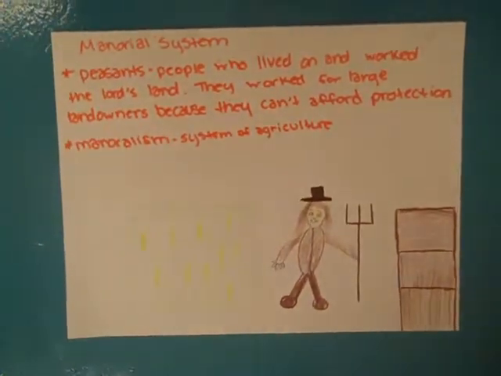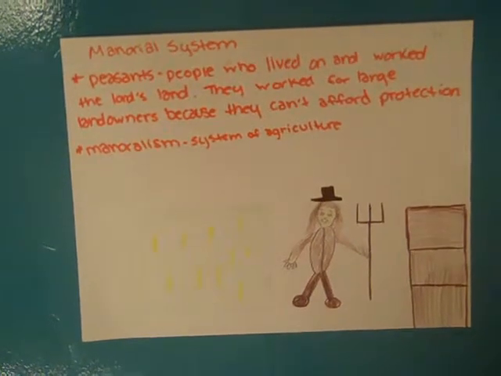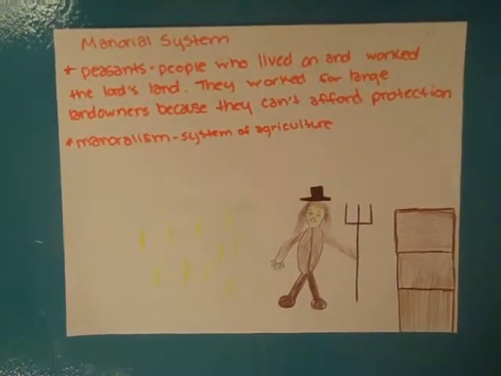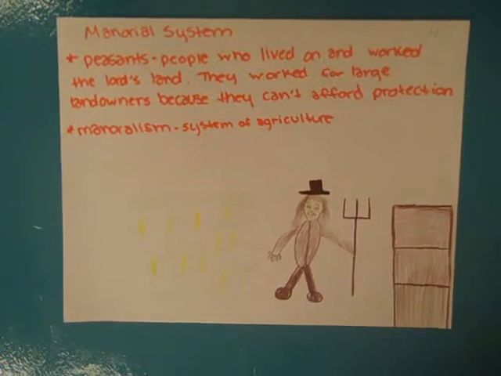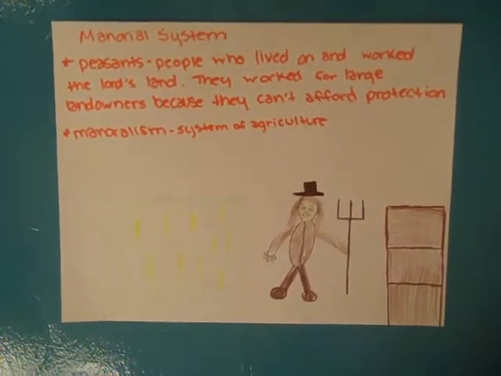Manorial system. Peasants were people who lived and worked on the lord's land. They worked for large landowners because they couldn't afford protection. Manorialism is the system of agriculture. This is a picture of a peasant farming his lord's land.